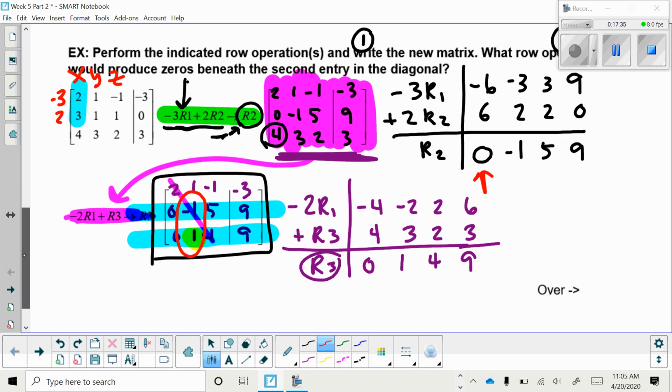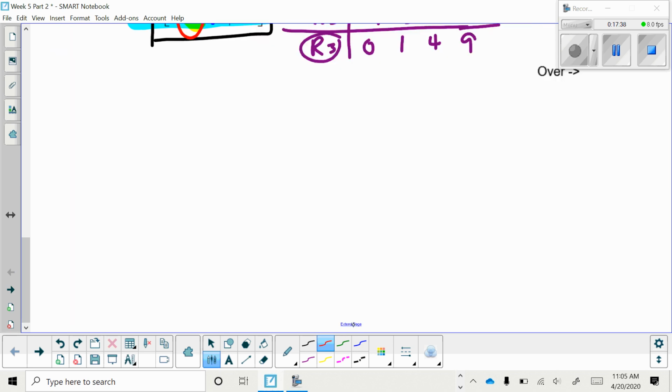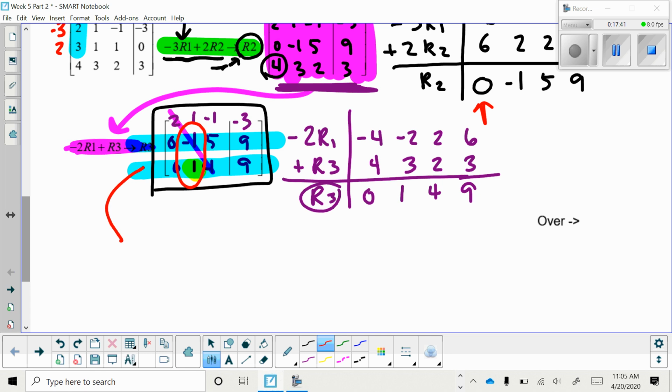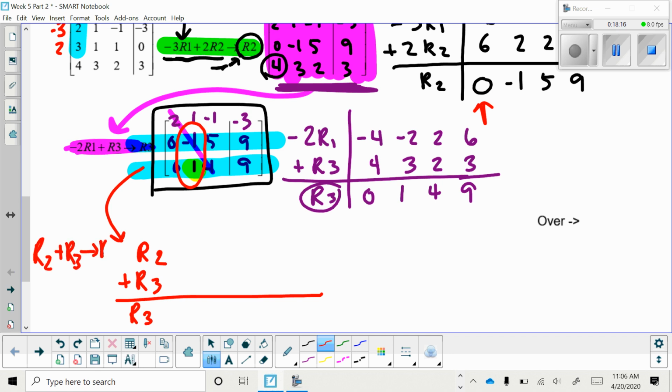So let's do that. So if I take row 2, the way it is now, and add it to row 3, those middle numbers will cancel out, and I don't have to do any other math. I don't have to multiply anything by anything. They are already good to go. So I'm just doing row 2 plus row 3. And which new row will that give me? Row 3. So basically I'm doing this. Row 2 plus row 3 gives the new row 3.